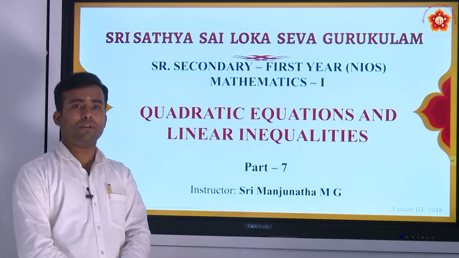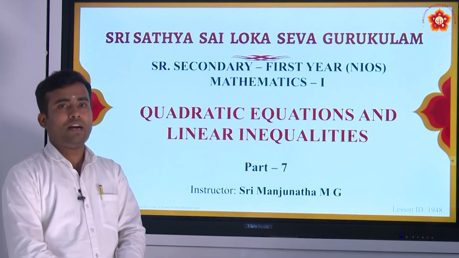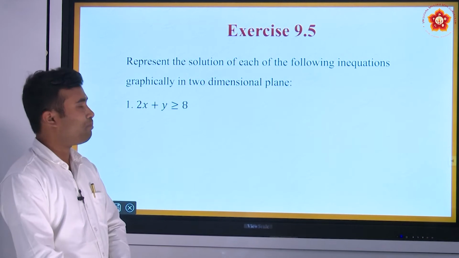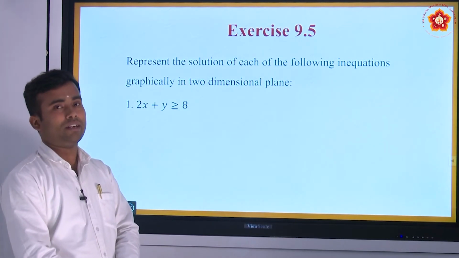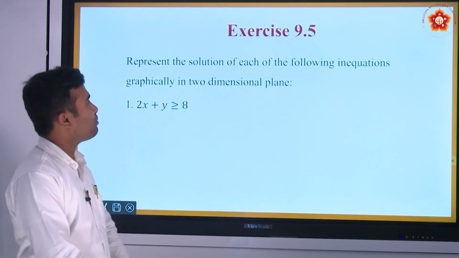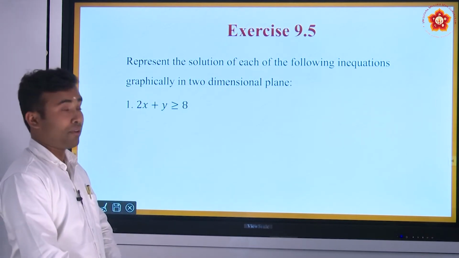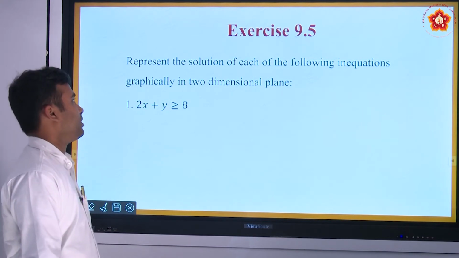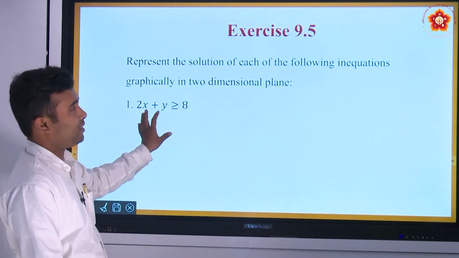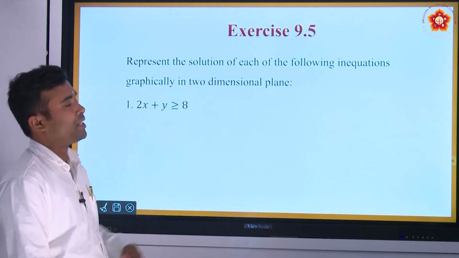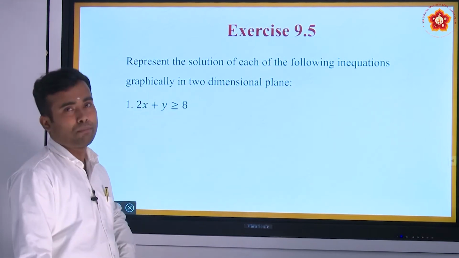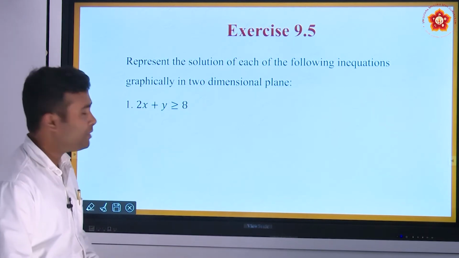In the previous session, we discussed the graphical representation of linear inequalities, and today we're going to learn the solution of linear inequalities, and that we have to represent in a two-dimensional graph. Let us have the first problem from exercise 9.5. Represent the solution of each one of the inequalities here, and we have a few more inequalities. Graphically we have to represent it in the two-dimensional plane, that is, the Cartesian plane.